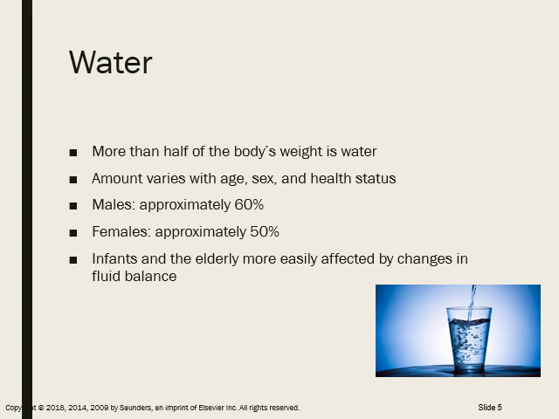More than half of the body's weight is water. This amount varies certainly by the individual's age, sex, and health status. The adult male body contains 60% water, whereas the adult female body, because of more fat tissue, contains about 50% water. The infant and the older adult are affected more quickly and seriously by minor changes in fluid balance.